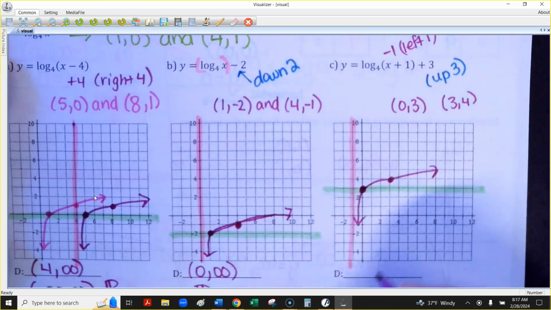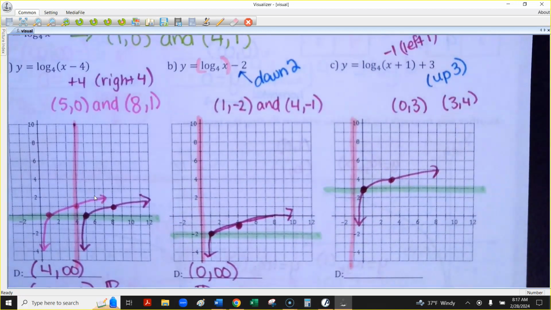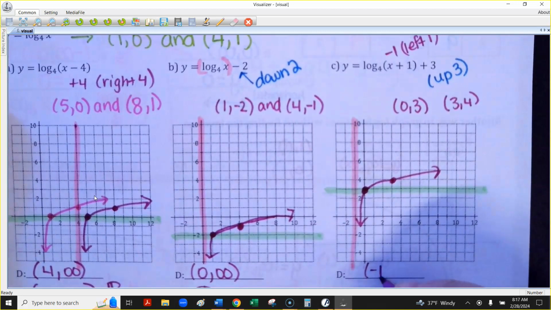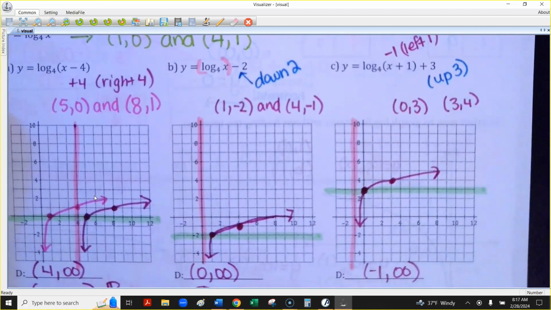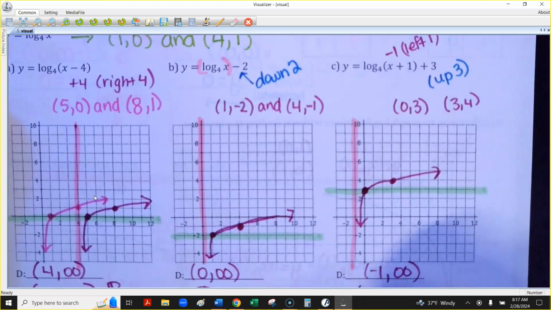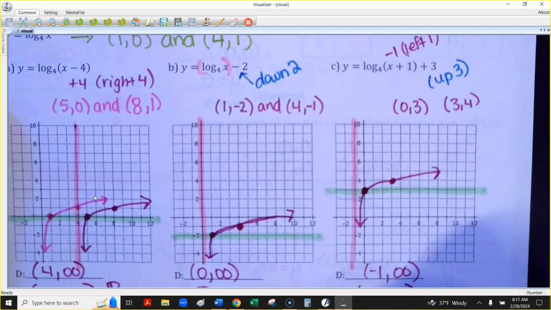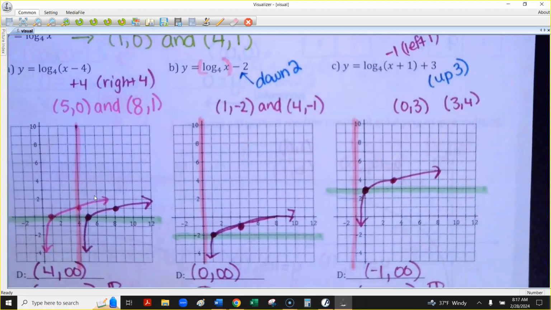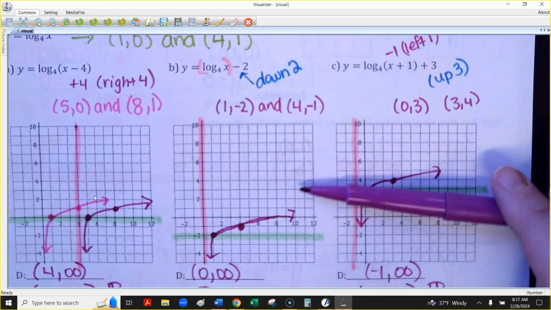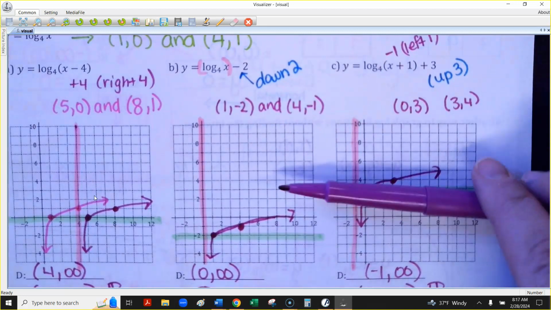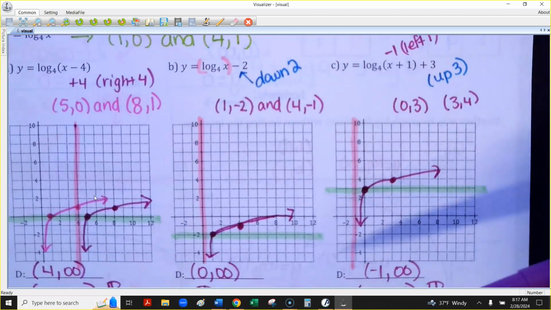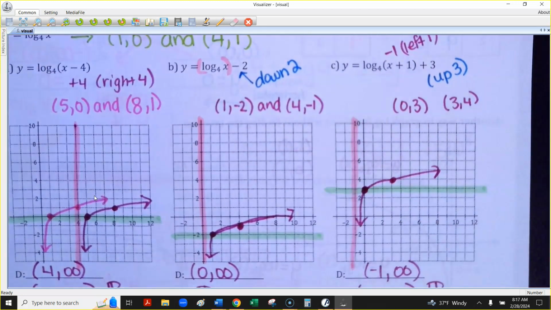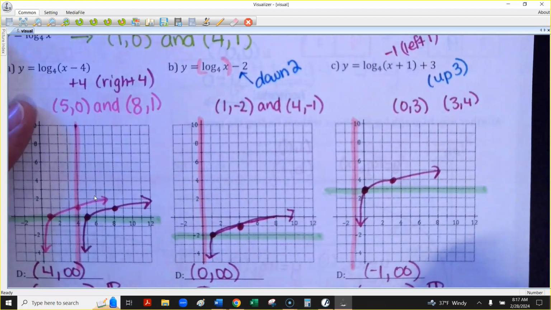And your domain here. I shifted it left 1, so the domain is negative 1 to infinity. Your range is going to be negative infinity to infinity, or all real numbers. And then the vertical line, because I know I did an x and y axis, like I was just telling you guys there. The graph actually goes across that horizontal line, right? It goes across that, so it can't be an asymptote. The asymptote is only the vertical line, which is x equals negative 1.